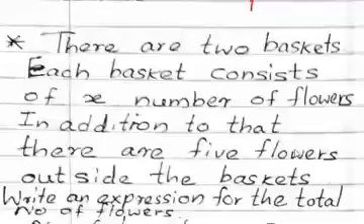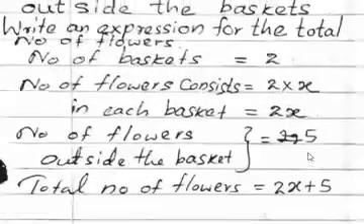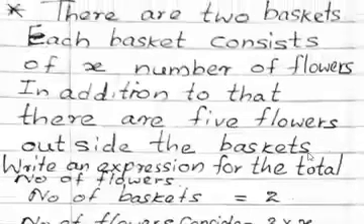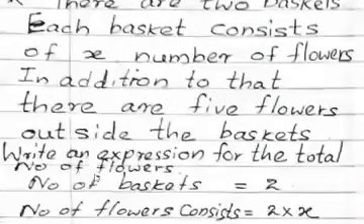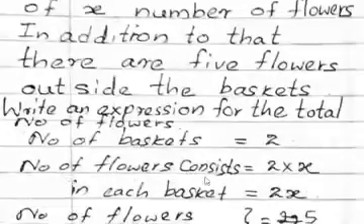So, here I have constructed that algebraic expression. First line, write an expression for the total number of flowers. First one, number of baskets, 2. Second line, number of flowers in each basket, right? There are 2 baskets, each consists of X. So, total number of flowers in both baskets, 2 into X, 2X, right?